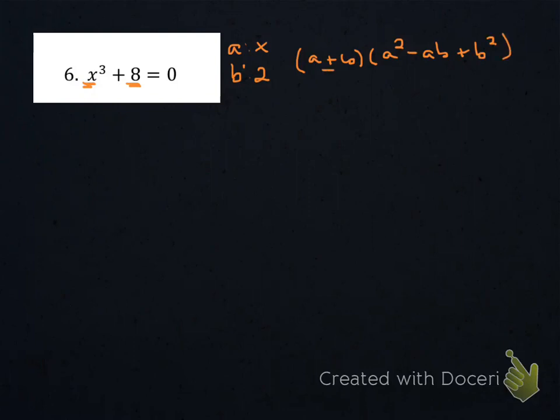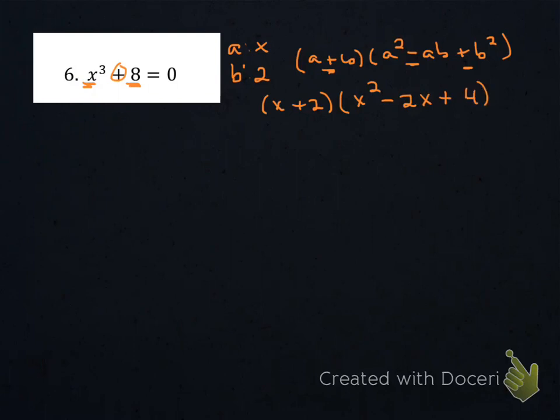Right, so this sign is going to be the same as what we started with. This will be opposite, and the last one is always positive. So now we can just substitute into our equation here. So we'll have (x + 2)(x² − 2x + 4), where minus ab would be minus 2x, and plus b squared, which is 4.